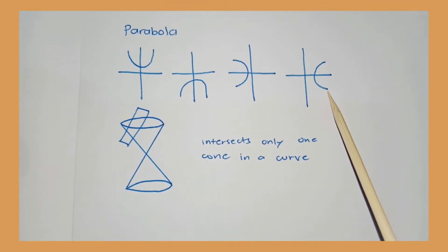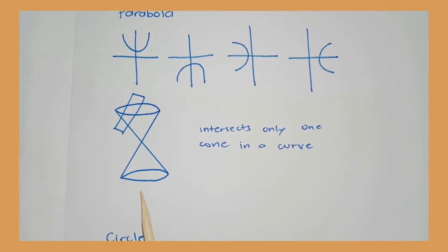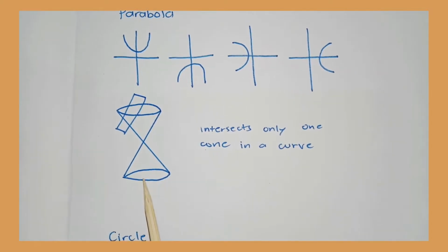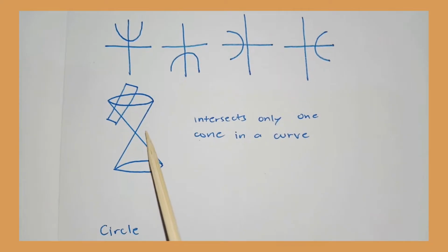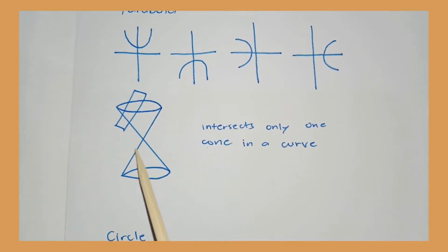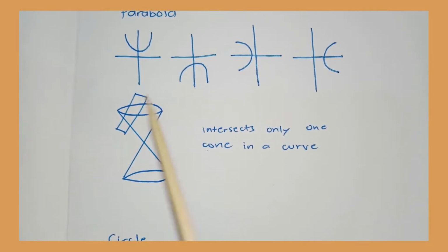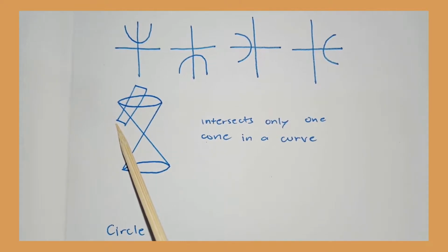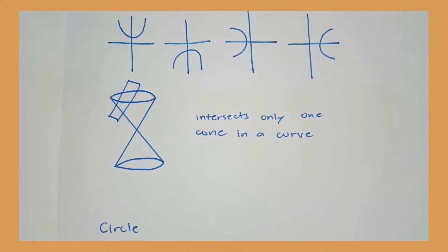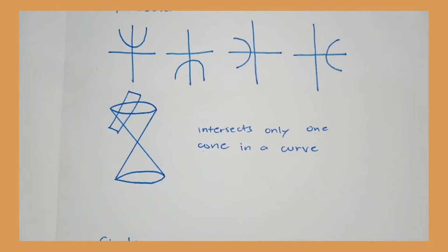Ano naman yung itsura niya when it comes to the double right circular cone? So, ito yung itsura niya. It intersects only one cone in a curve. So, dalawa yung cone natin. Isa lang yung tinatamaan niya. And then, yung plane natin, itong parang box na to, ay nakaslant siya or in a curve. So, pag nakita niyo yung ganyang itsura, ang tawag dito ay parabola.